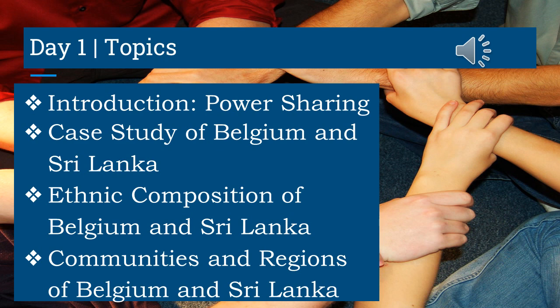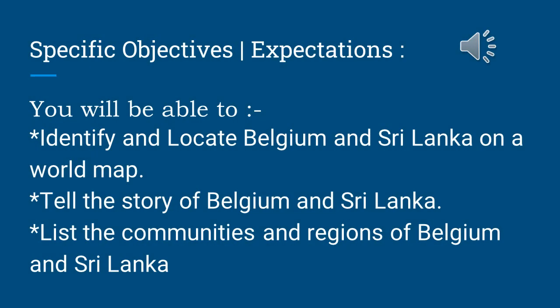We'll understand the ethnic composition of Belgium and Sri Lanka. We'll identify the communities and regions of Belgium and Sri Lanka. After this lesson, you would be able to identify and locate Belgium and Sri Lanka on a world map. You would be able to tell the story of Belgium and Sri Lanka. Also, you can list the communities and regions of Belgium and Sri Lanka.